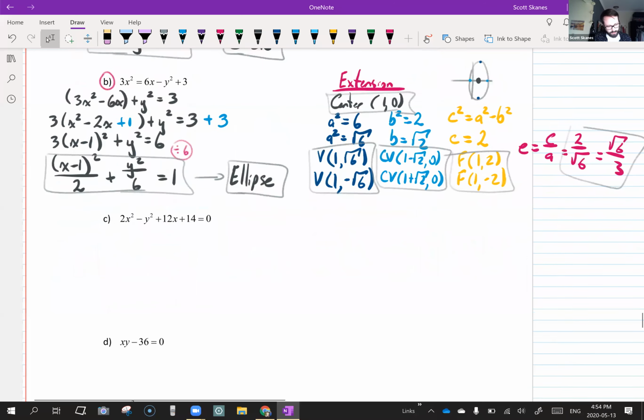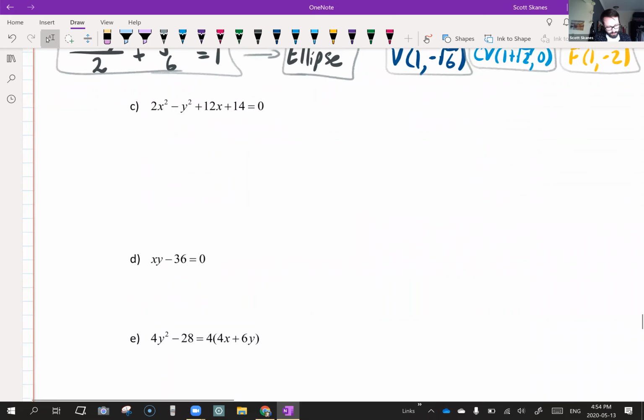The next one. I look at this and I see an x squared and a y squared, so it's either an ellipse or a hyperbola. And I see a minus in between them. So really what matters is this minus. It's a hyperbola. So even before I start, I know that's what I'm going for. My answer will confirm that.